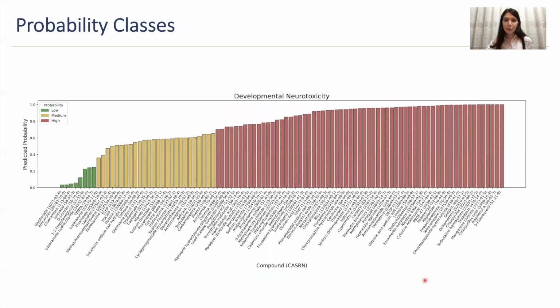One type of output that such a model can give us is this classification into three levels of high, medium, and low probability that a chemical can induce DNT. Because our data set had more than 70% compounds being known to induce DNT, most of the compounds have a high level of probability, few medium, and fewer low probability to induce DNT.